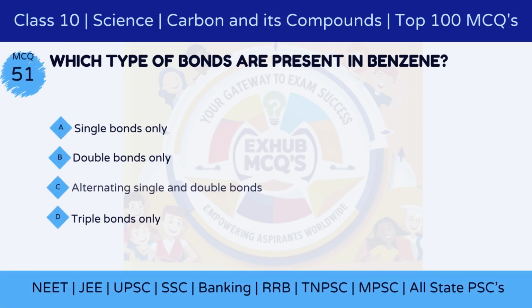MCQ 51. Which type of bonds are present in benzene? Option A, single bonds only. Option B, double bonds only. Option C, alternating single and double bonds. Option D, triple bonds only.